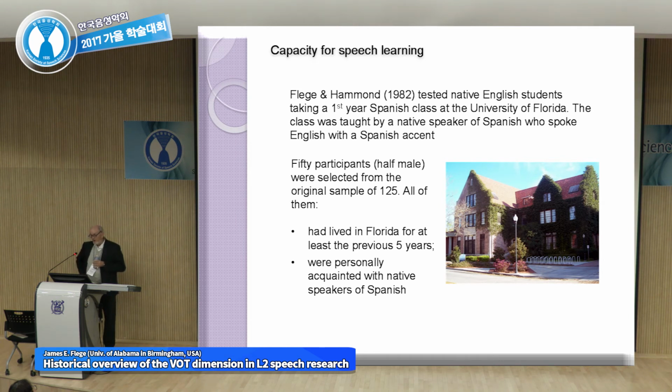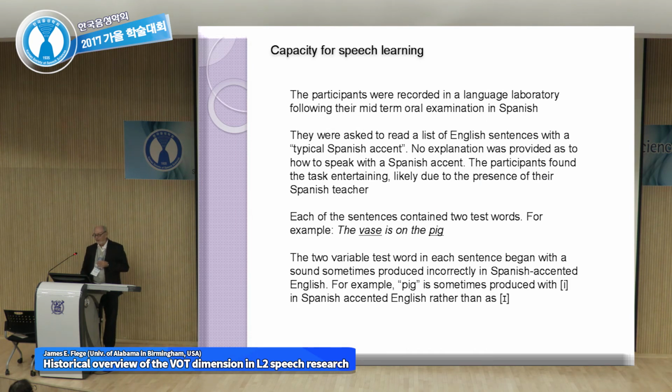50 participants were selected from the original sample of 125. All of them had lived in Florida for at least the previous 5 years and were personally acquainted with native speakers of Spanish. The participants were recorded in a language lab following their midterm oral examination in Spanish.